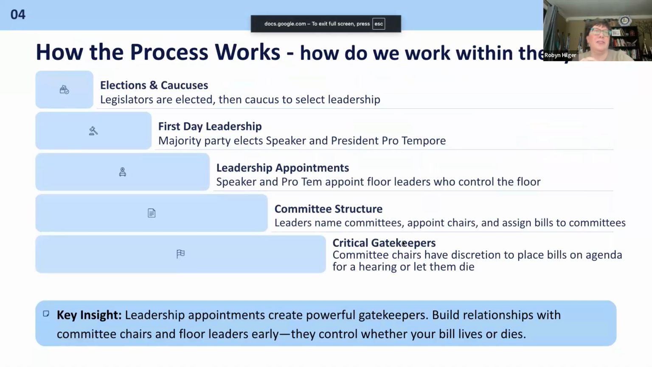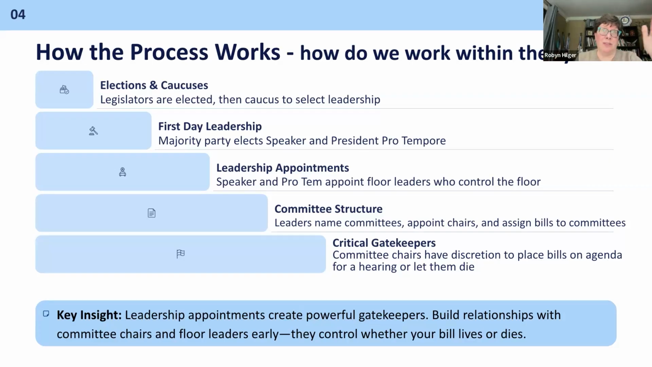And then, how does this work? So here comes the first day. The first thing that happens is there are elections and caucuses within the parties. So whoever the majority party is, they are going to name their leadership within the House and the Senate. They're going to caucus to select all of the other chairs across all of the committees. And on the first day, the Speaker and the President Pro Tem are elected.